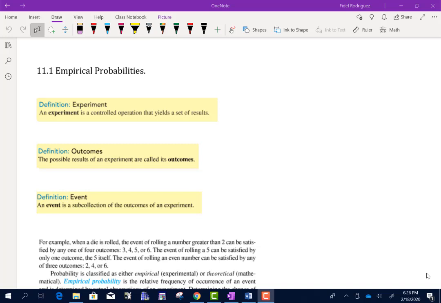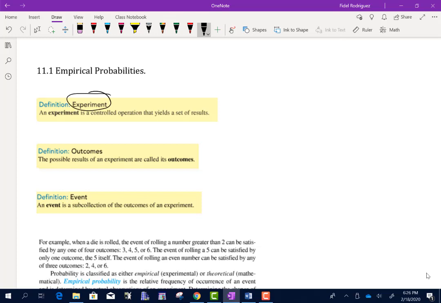Section 11.1 talks about empirical probabilities. So, Chapter 11 in general is a probability chapter. We're going to go through each of these sections and see if we can't figure out if any of this stuff makes sense. Okay, so the first thing we have here is something called an experiment.